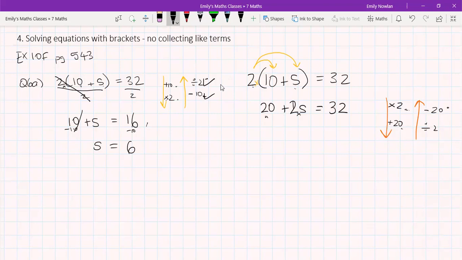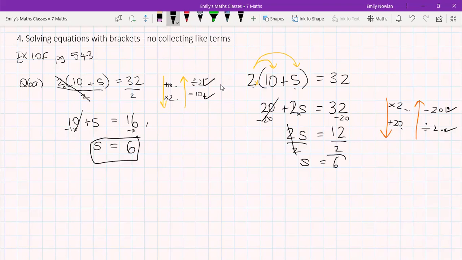So here we go, we need to do the minus 20 first, minus 20 from that side, minus 20 from that side. 20 minus 20 goes, I'm left with 2S, and 32 minus 20 is 12. Now the last thing to do is just divide by 2. A 2 on the top and a 2 on the bottom, it's a fraction, they cancel down. I'm left with S is equal to 12 over 2 is 6. Done that one, and I've got the answer. You see, either way, I get the answer, S equals 6. It doesn't matter, okay? It does matter later, and I'll do that in my next clip.